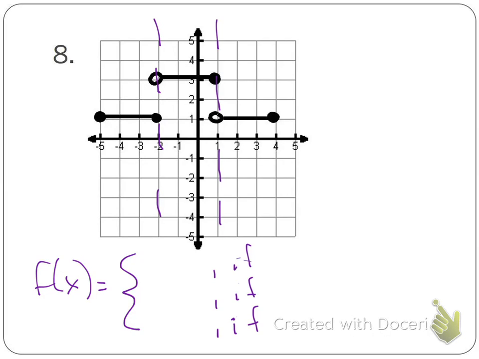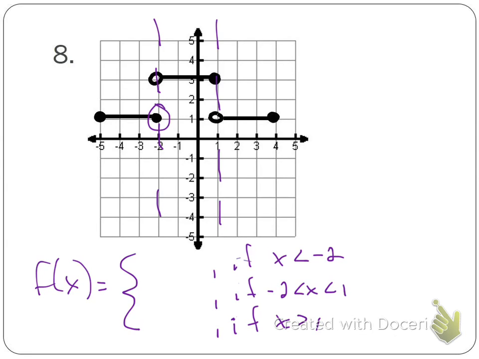The first part is when x is less than -2. That's this part here. The next part is between -2 and 1. And the third part is for when x is bigger than 1. Okay? Now, when do we include, not include, that kind of thing?